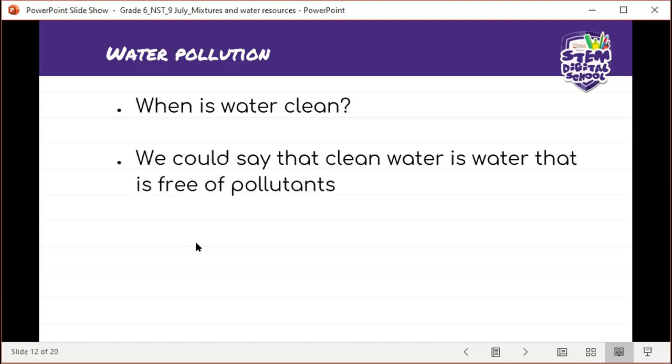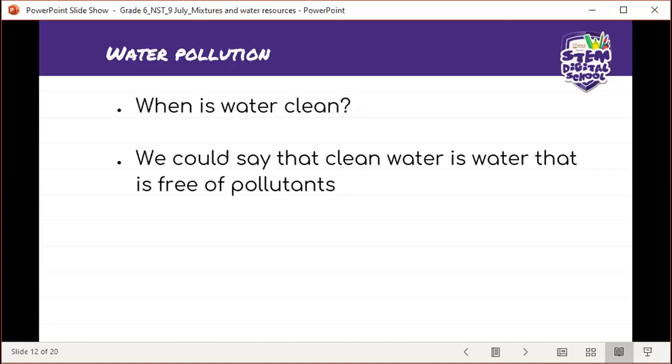Right, let's see when is water clean. So we could say that clean water is water that is free of pollutants. Okay, guys. Clean water is water that is free of pollutants. So Michael mentioned that harmful things are taken out. So those harmful things, we could call them what? Pollutants. These are things which are not usually or naturally found in water, and we refer to them as pollutants.